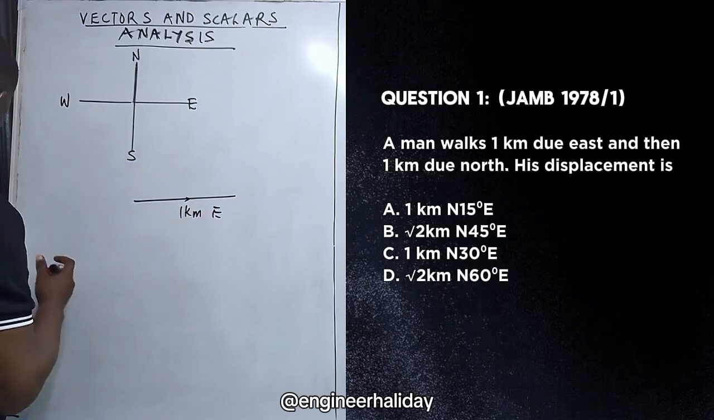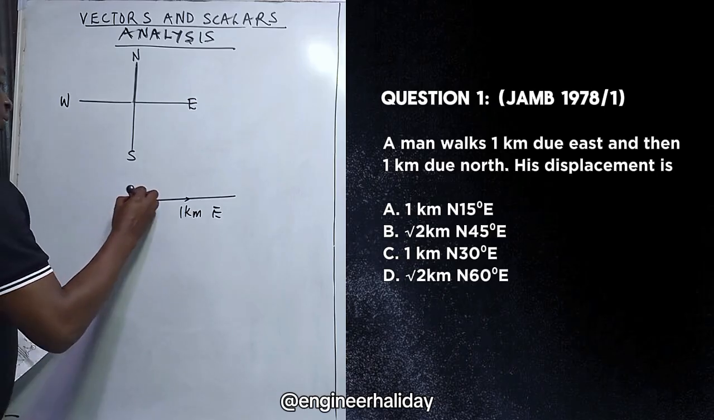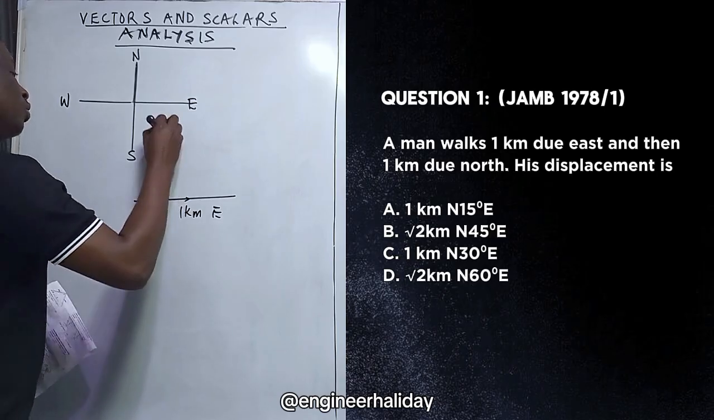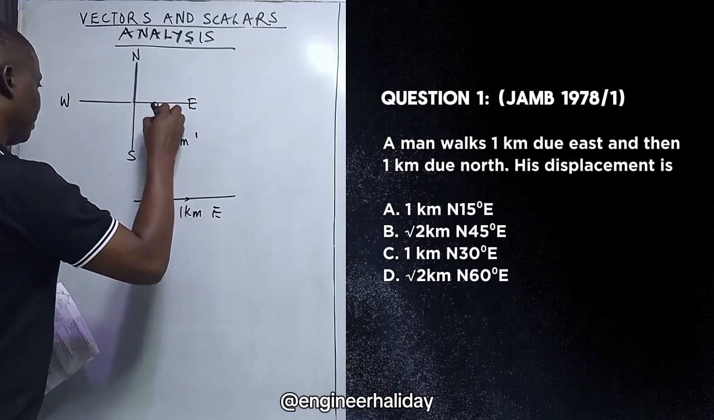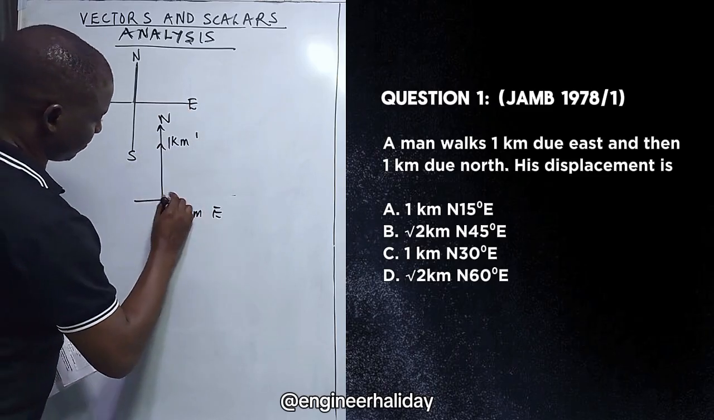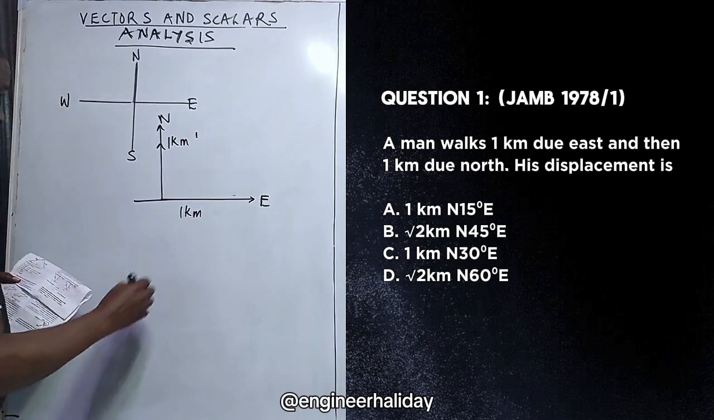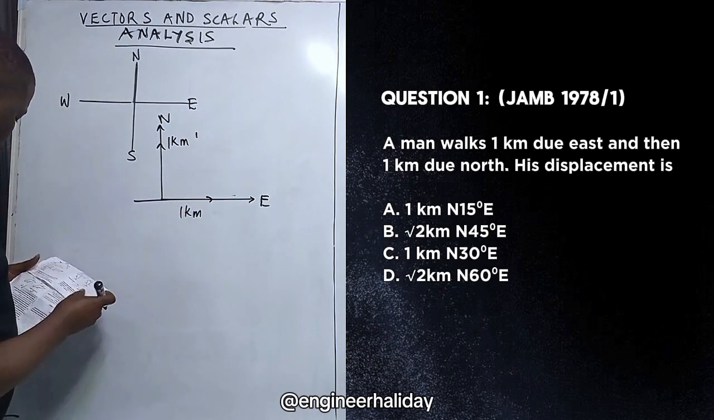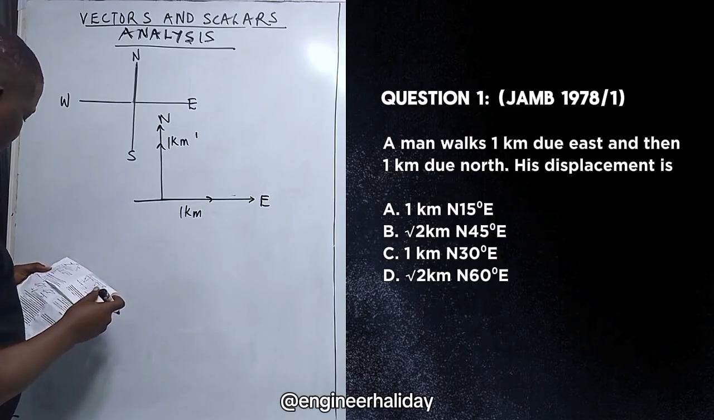Then 1 kilometer north. That means go northward, 1 kilometer north. East, north, and this east. So what do they say we should do now? They say do 1 kilometer due north.